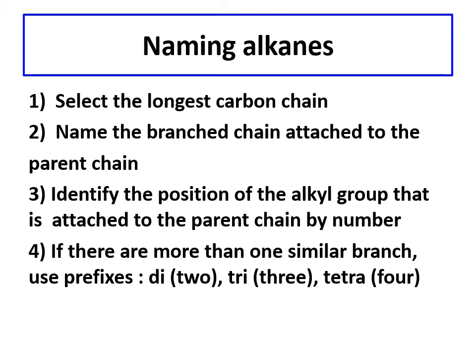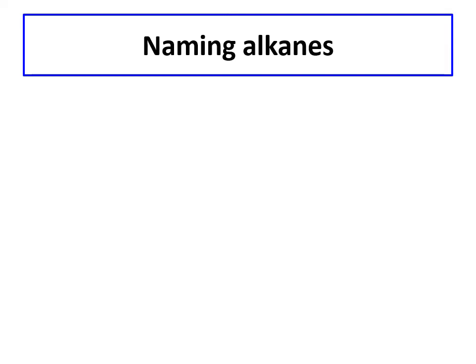First thing first is that you need to select the longest carbon chain, and then you need to name the branch chain attached to the parent chain. You need to identify the position of the alkyl group that is attached to the parent chain by number. So this is when we have already enumerated the main carbon chain. And then you need to identify if there are more than one similar branch. So in this case, we need to use the prefixes such as di, tri, and tetra.